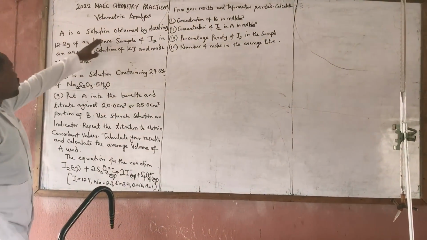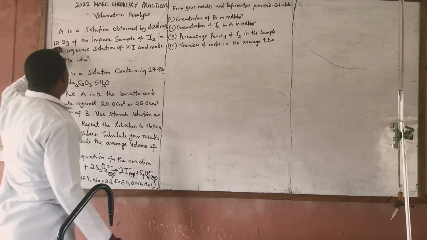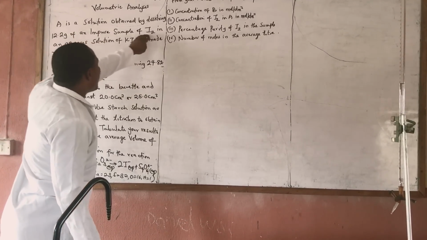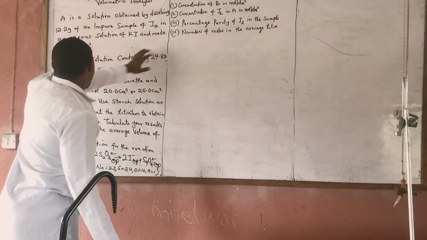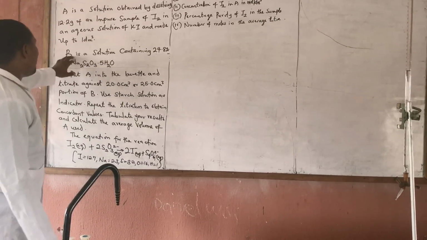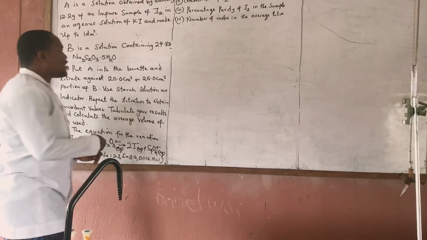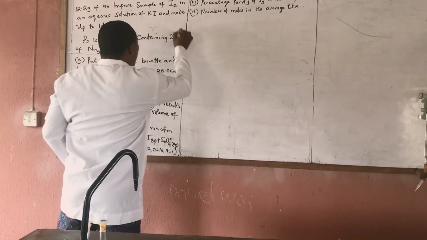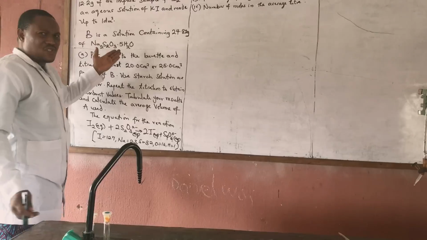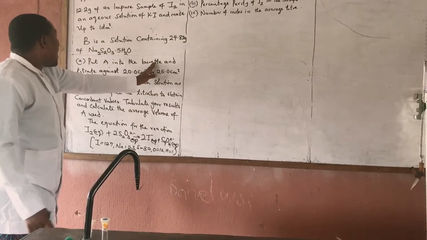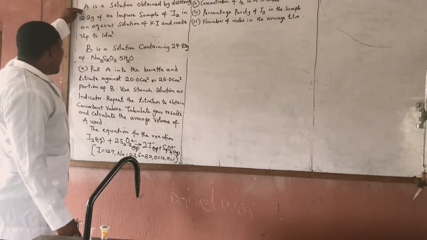So I have A is the solution obtained by dissolving 12.2 grams of an impure sample of iodine molecule in an aqueous solution of potassium iodide and made up to 1 kg. B is the solution containing 24.82 grams of sodium thiosulfate pentahydrate. Put A into the burette. Look at the instruction. Put A into the burette.